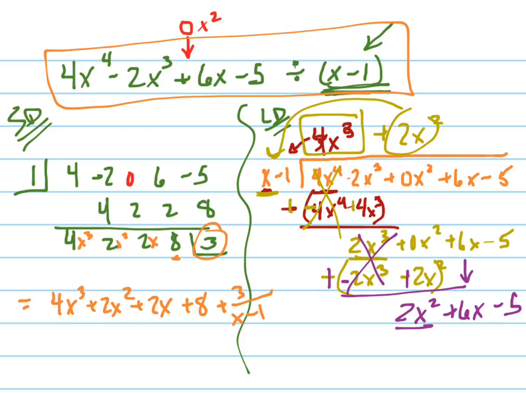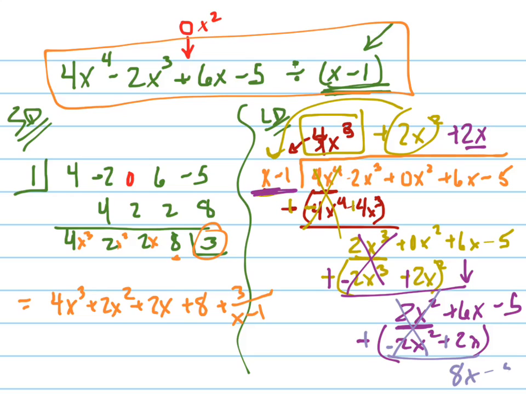Let's do the same thing. This divided by this is what? 2x. So plus 2x. Multiply 2x times x minus 1. You get 2x squared minus 2x. And I'm subtracting that. Distribute the negative in. See how minus plus. Gone. 8x minus 5. I'm almost there. Divide this by this. What do I get? I get plus 8.